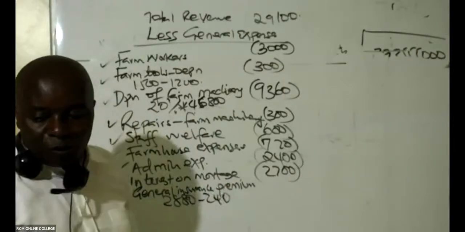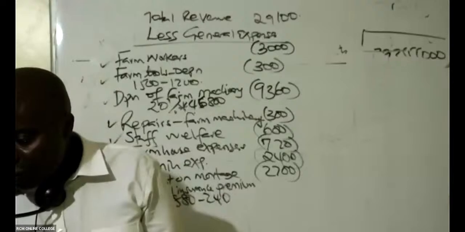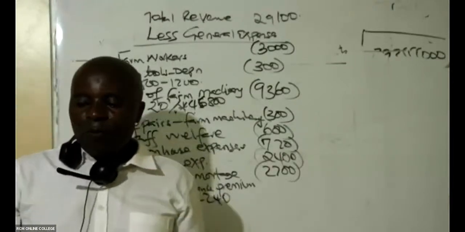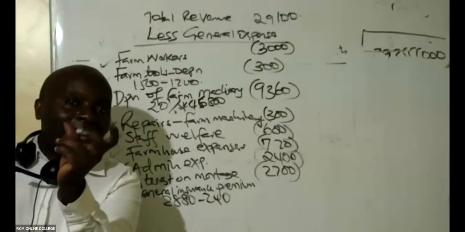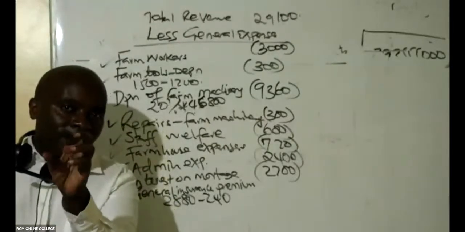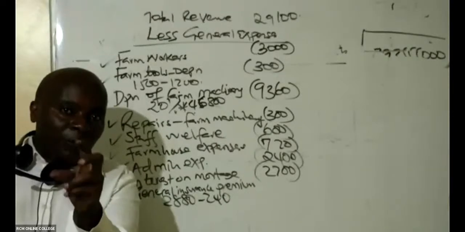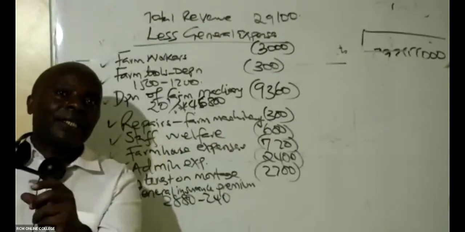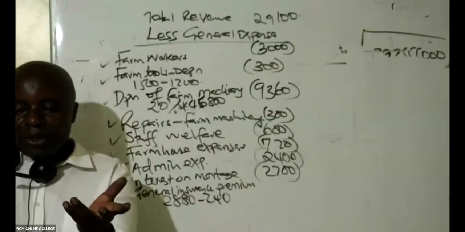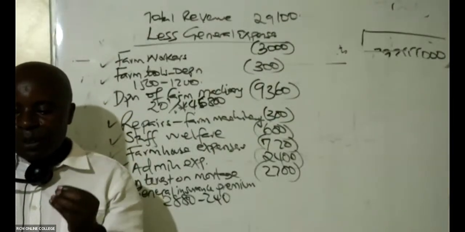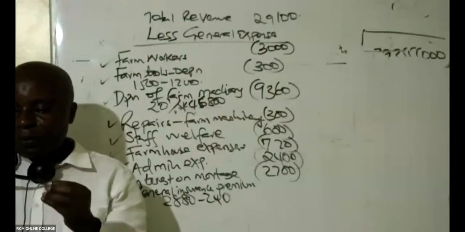Is it 2400 or 240? It is 240. So we should be able to remove it out of this, and then we take it as a current asset in the balance sheet. The prepayments are supposed to be taken to the balance sheet as current assets. That's your money. So then what is this general insurance premium expense for this year?